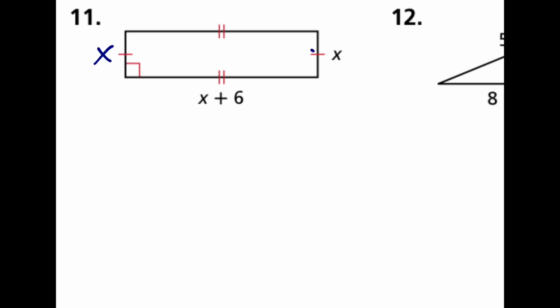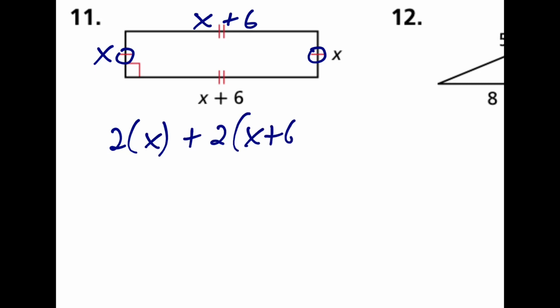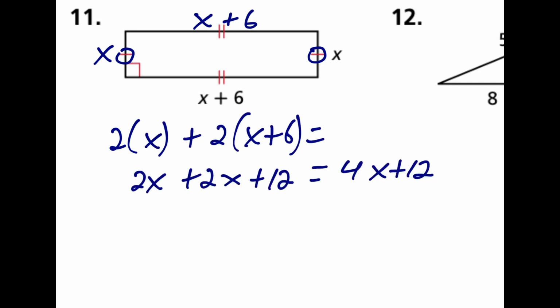We know that this is x because these marks match up, and this is x plus 6. So if we want to find the perimeter, we just add all of these together, or 2 times x plus 2 times x plus 6, if you prefer to do it that way. If I combine my x terms, I get 4x plus 12 for the perimeter.